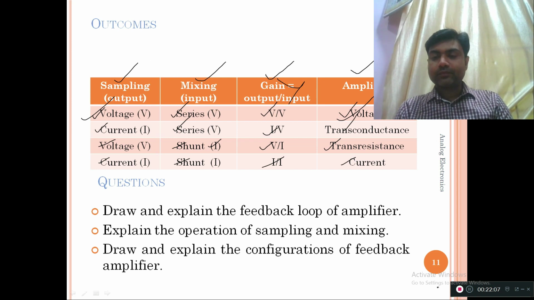for the analysis of the amplifier. So in the next lecture, we will see how the derivations of input and output impedances and the gain are done for the different configurations.